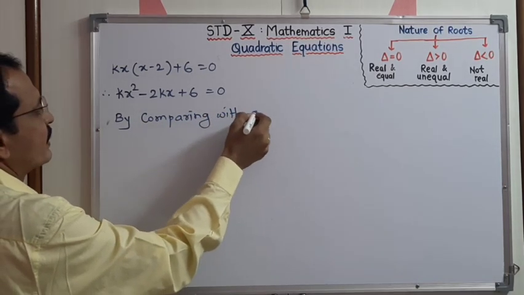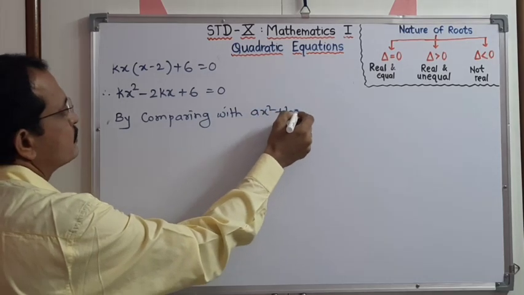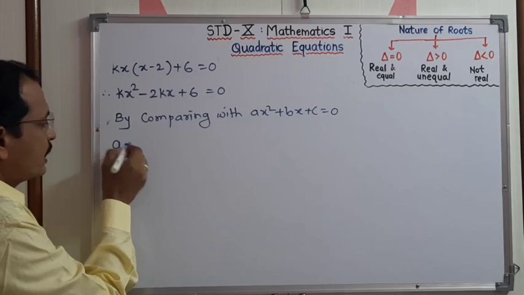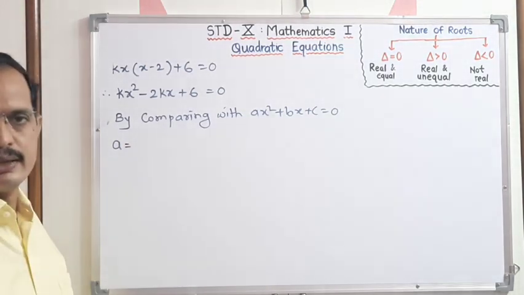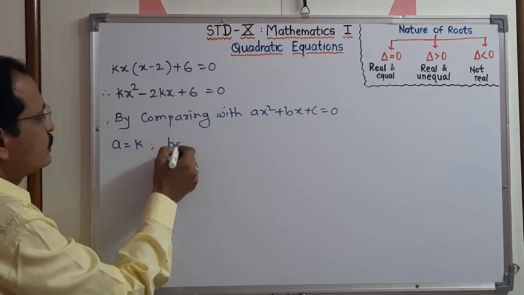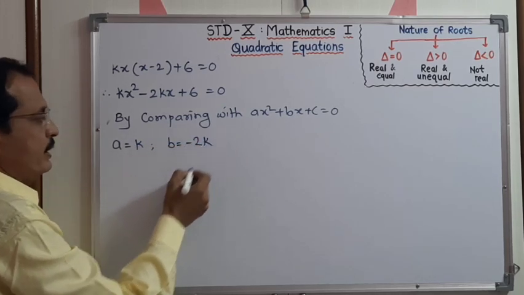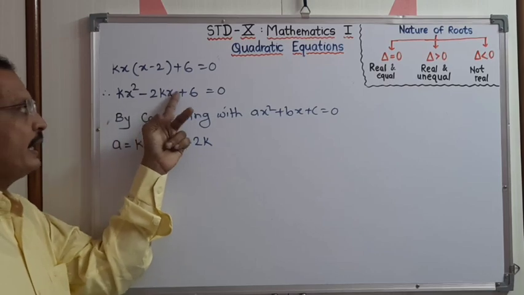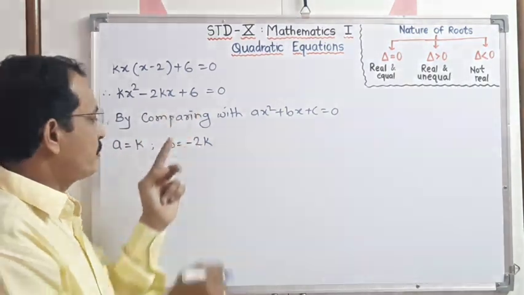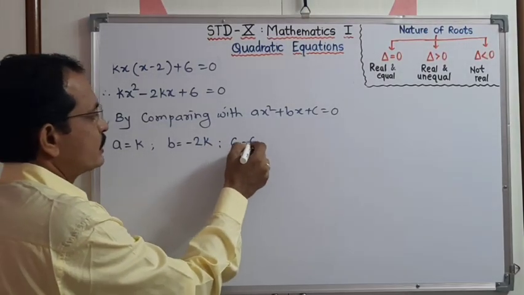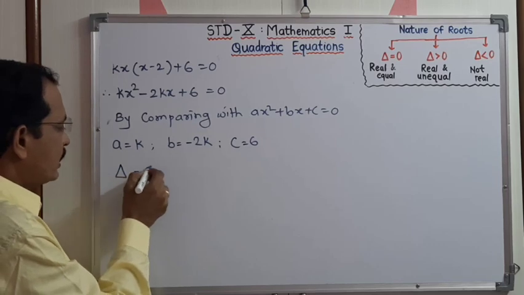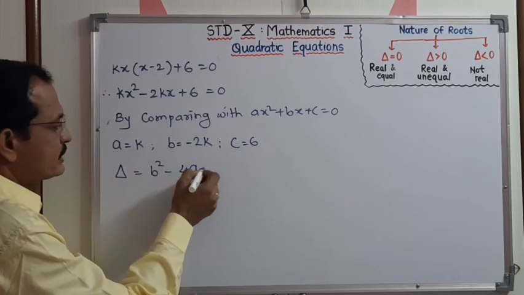Therefore by comparing with ax square plus bx plus c equal to 0, we get here, be careful while writing the values of a, b and c. Here a is equal to k, b is equal to minus 2k. Remember this. X is a variable and the coefficient of x is minus 2k. Therefore it is minus 2k and c is equal to 6. Now we have to find out delta. Delta is equal to b square minus 4ac.